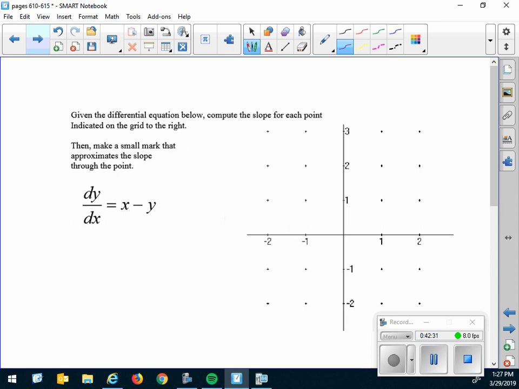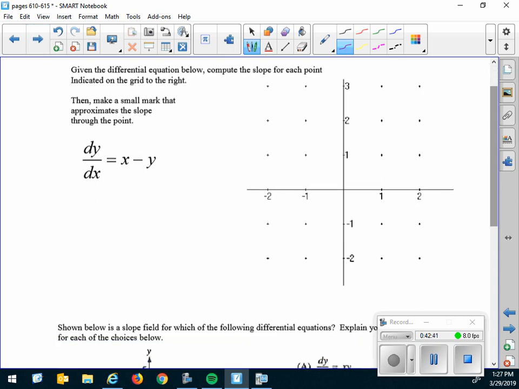Given the differential equation below, compute the slope for each point indicated on the grid to the right. Look, we could separate our variables and we could come up with some kind of a general equation. But here's what we got. Here's the slope. The x and the y both affect the slope this time.